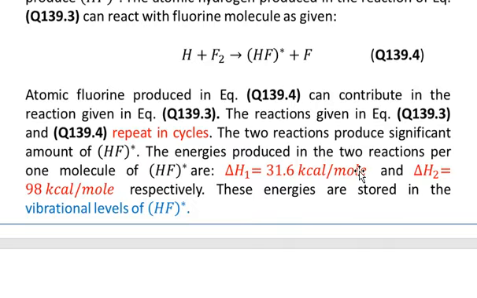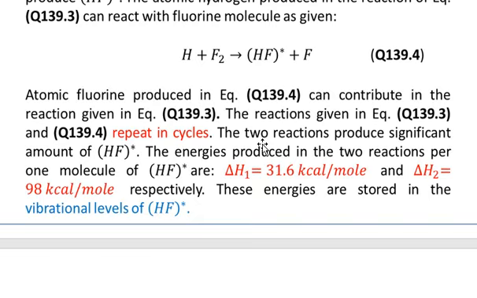The energies produced in the two reactions per one molecule of hydrogen fluoride in the excited form are delta H1, which is equal to 31.6 kilocalories per mole, and delta H2, which is equal to 98 kilocalories per mole respectively. These energies are stored in the vibrational energy of the hydrogen fluoride molecule in its excited form.